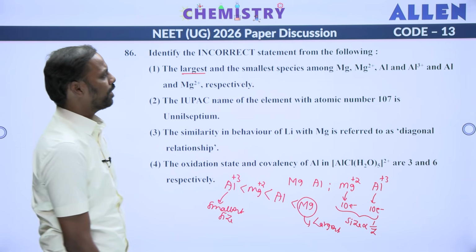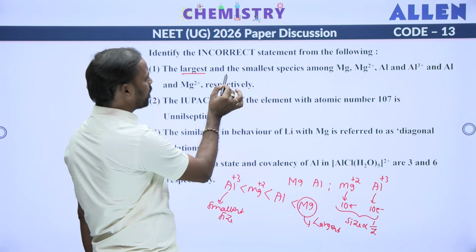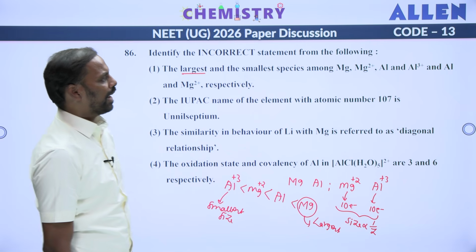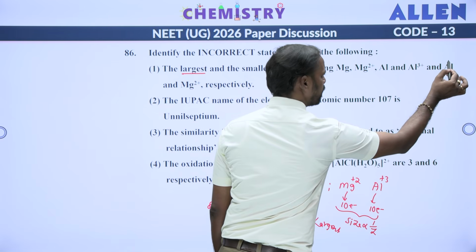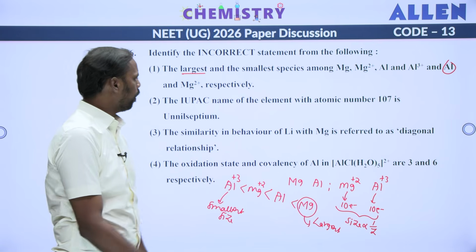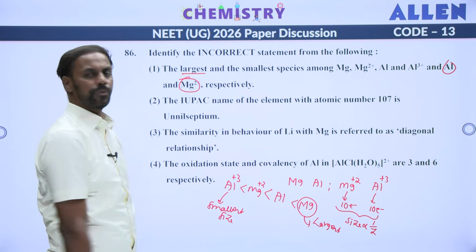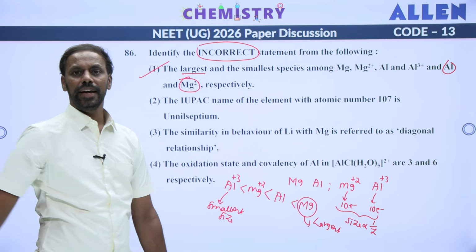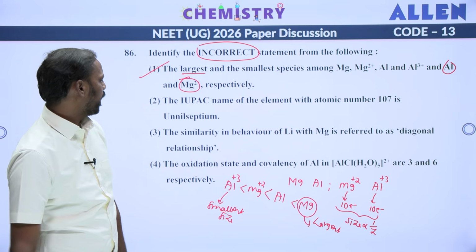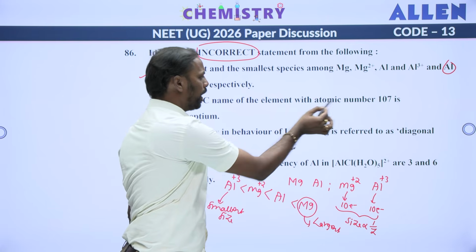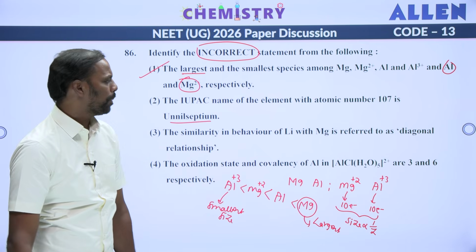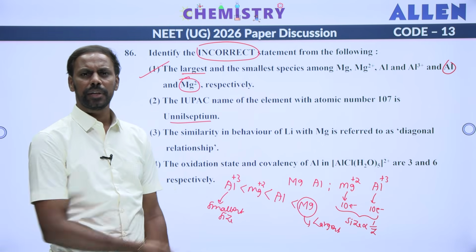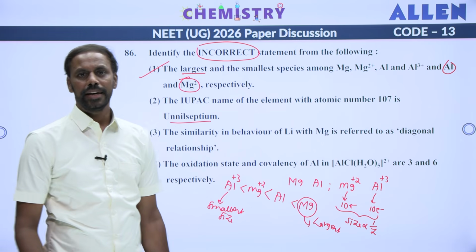Now check the options. What is mentioned here first? Largest and smallest species among Mg, Mg plus 2, Al and Al plus 3, they have given largest is aluminum. That is wrong. Next, Mg plus 2 is given as smallest. So they are asking the incorrect statement. That is the incorrect statement. The next one is 107, exactly correct, this is the atomic IUPAC name. No need to check the remaining options also, because already we got to know this is an incorrect statement.